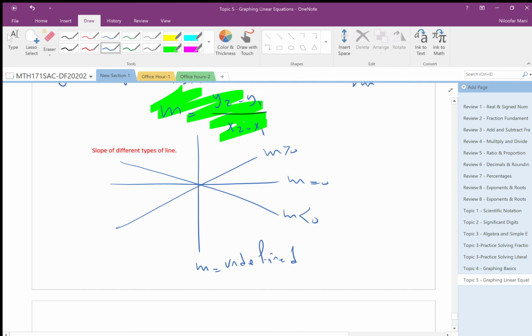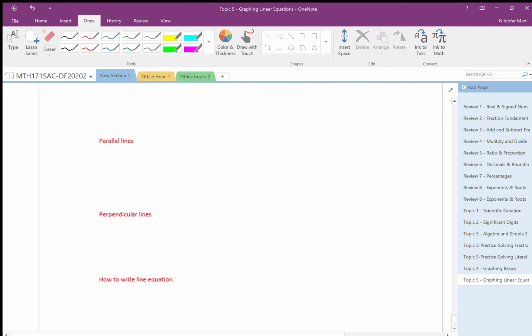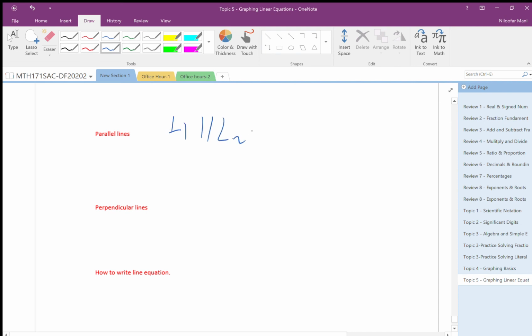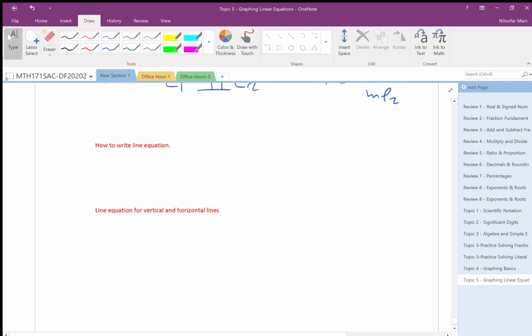So here if I do a summary, I have to explain, and right now I am just explaining by speaking. But if you are writing a summary, you have to write them. So parallel lines: I have L1 parallel to L2, so the slope of L1 is the same as the slope of L2. I have L1 perpendicular to L2, see 90 degrees, so the slope of L1 is the negative reciprocal of the slope of L2.